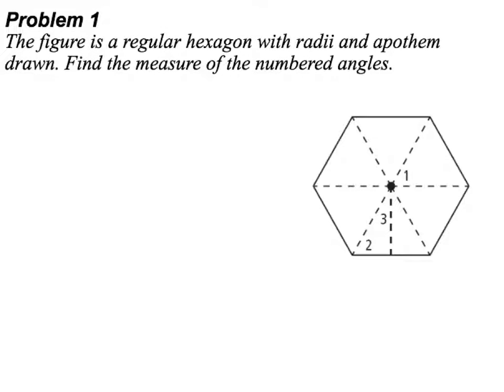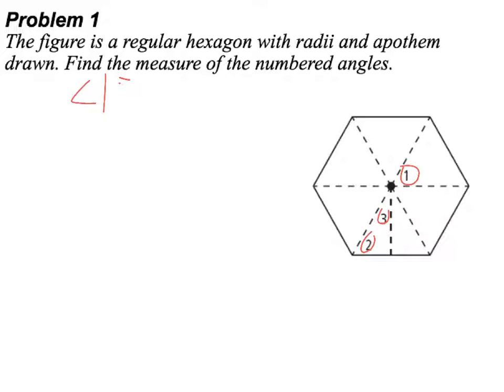So for our first example, we've got a regular hexagon with the radii and apothem drawn. The radius is the distance from the center to a corner. Apothem is from the center to a side. Now we've got three angle measures that they're asking us to find. They want us to find angles 1, 2, and 3. So to start out with, we're going to find angle 1.